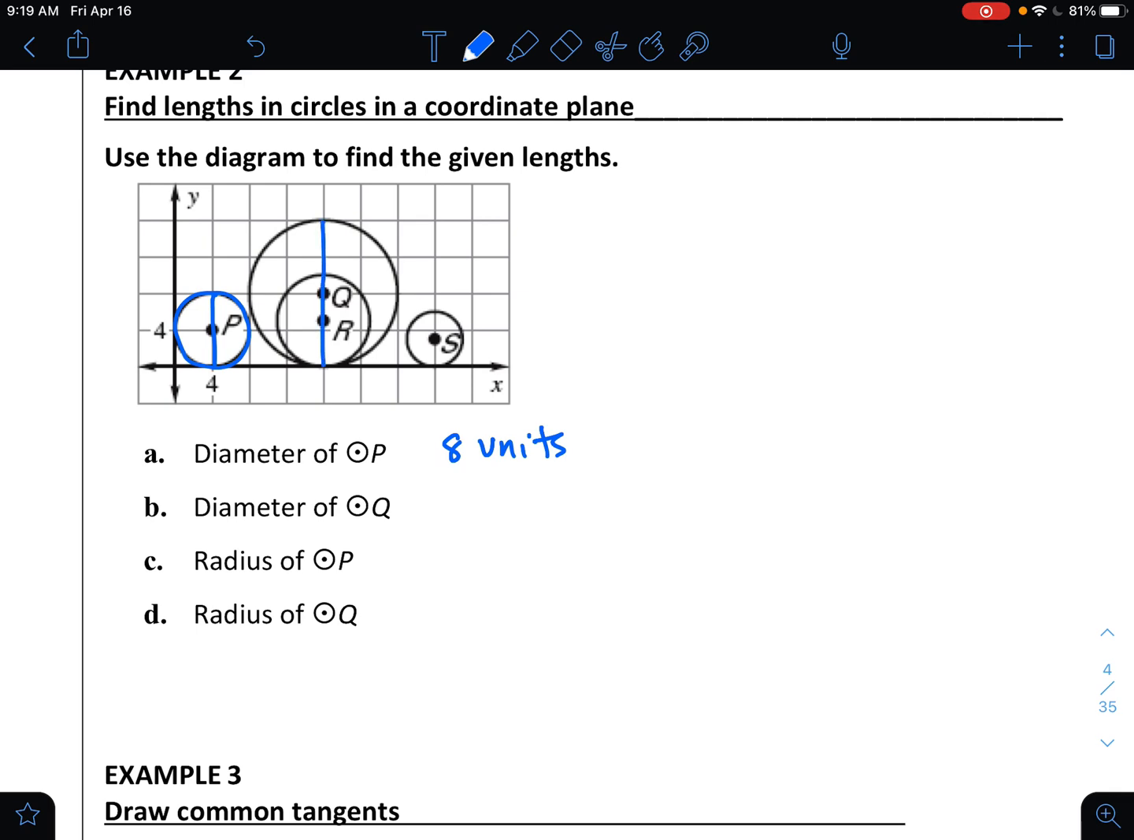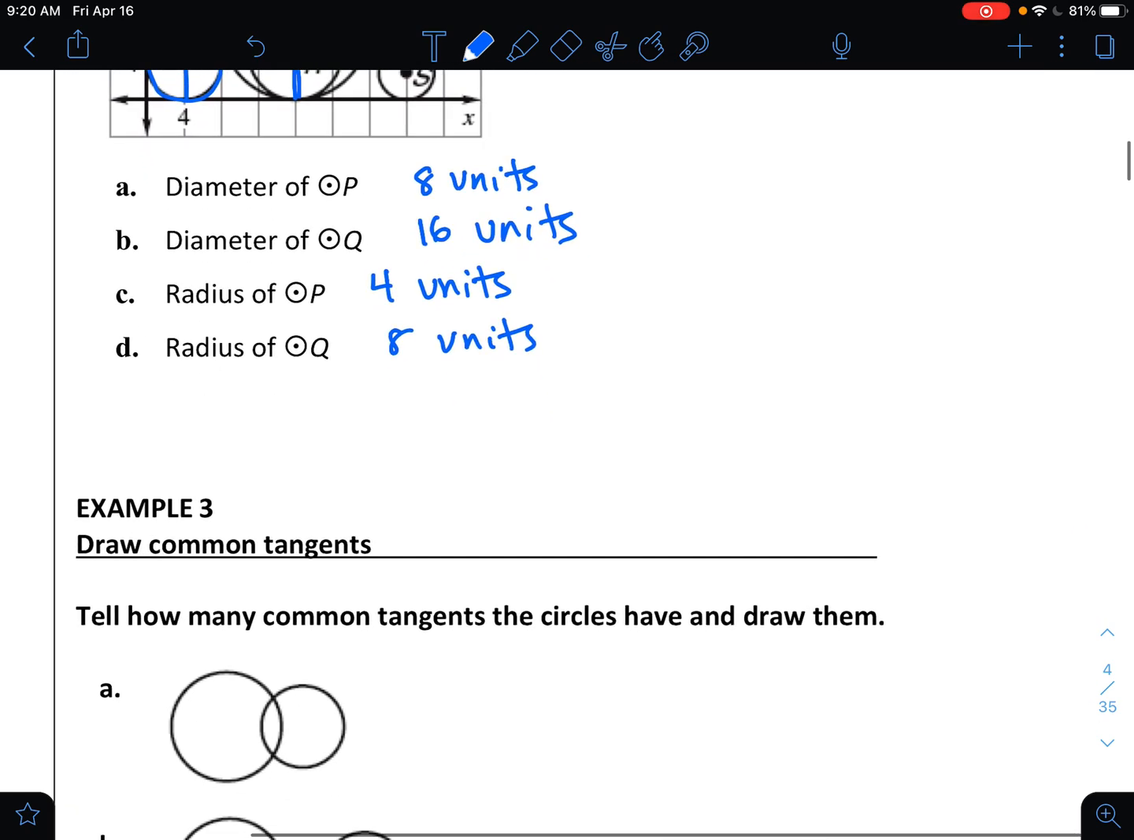Diameter of circle Q. So I've got 4 times 4, so 16. Radius of circle P. I can just take my diameter and cut it in half. Same with circle Q, 8 units. So sometimes we're on a coordinate plane and we can use the grids to tell us our length.